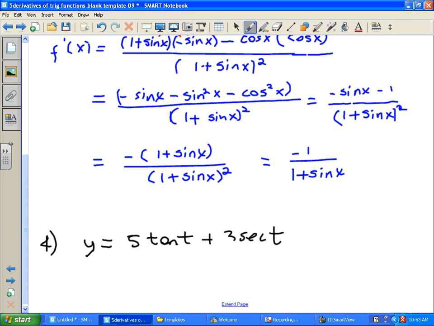Okay. The next one should be a lot more straightforward. No quotient rules needed there. Let's take a look at that one. So direct application of those, knowing your trig identities for this one. No fancy things.